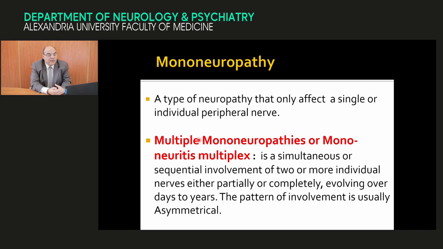The pattern of involvement is usually asymmetrical. So even if the patient has ulnar nerve involvement on both sides, usually they are not to the same extent. One of them is severe and the other is mild or moderate. So the pattern of involvement is usually asymmetrical. But as the disease progresses, the deficits become more confluent and may appear more and more symmetrical and may simulate peripheral neuropathy.